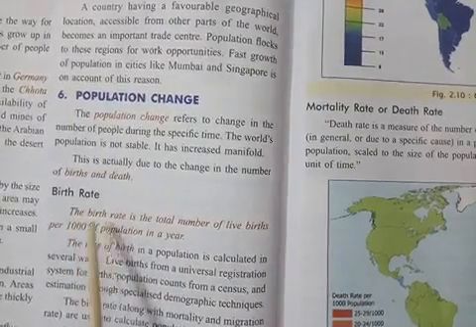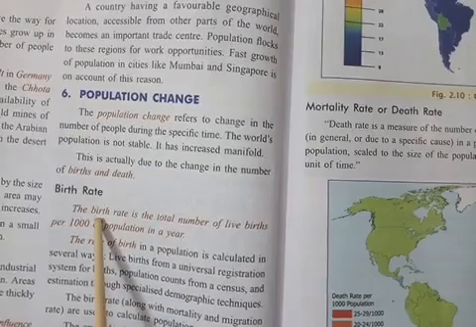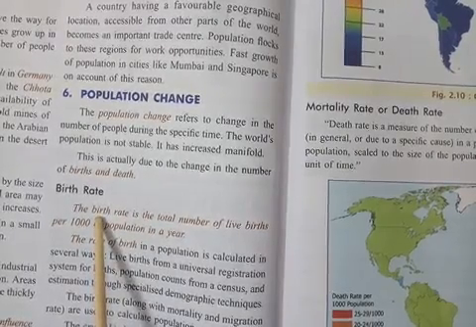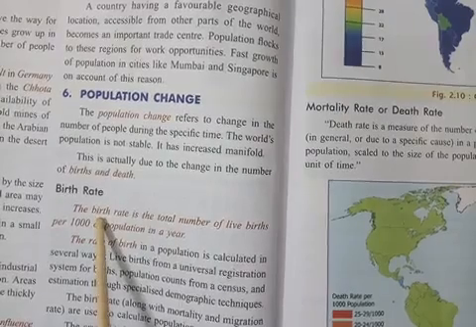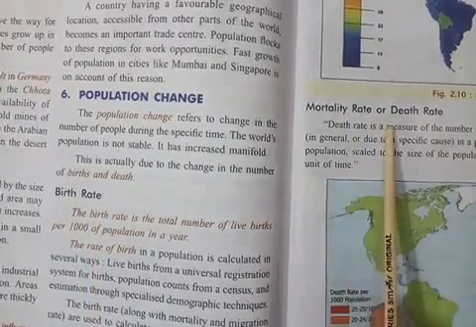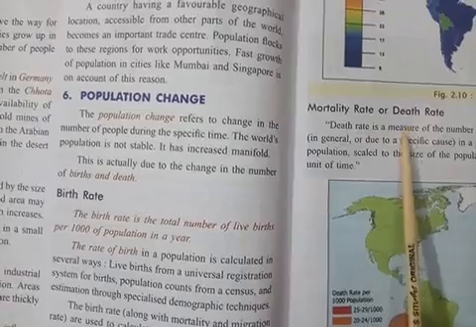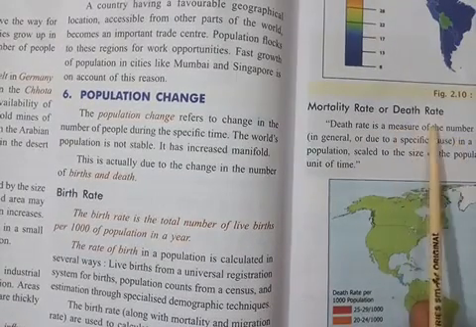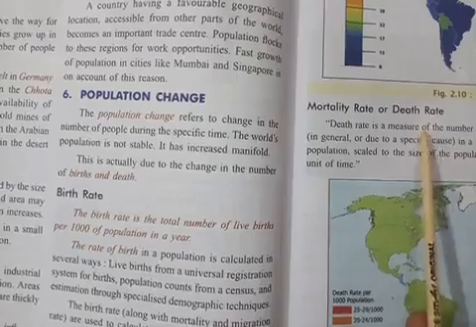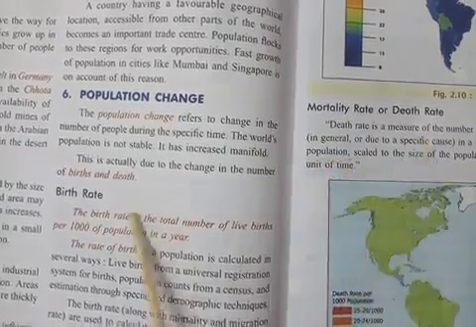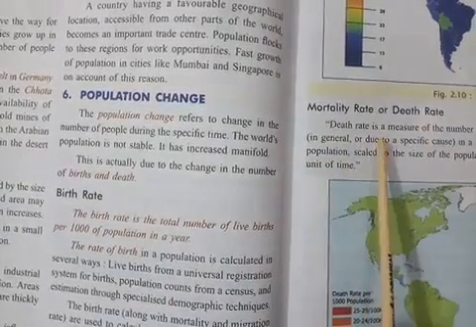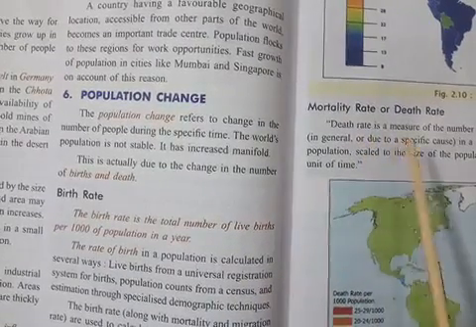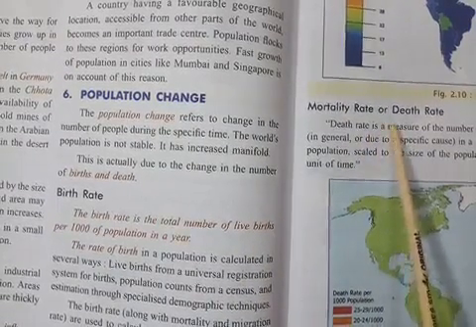So the second case: suppose the birth rate is very, very low, meaning very few children are being born, but the mortality rate, that is the death rate, is very high. A large number of people usually die every year. That shows the population is actually decreasing. Now this very seldom happens, but this is the second case.